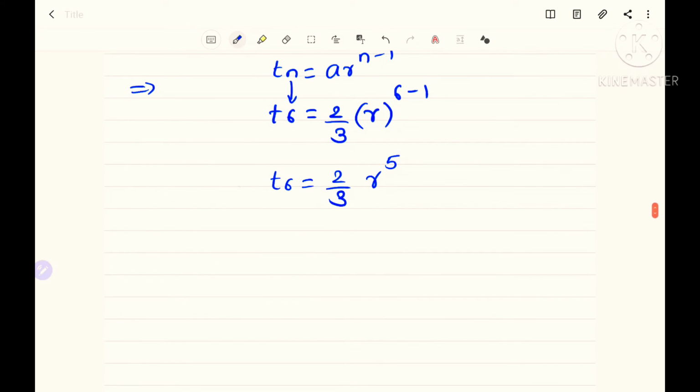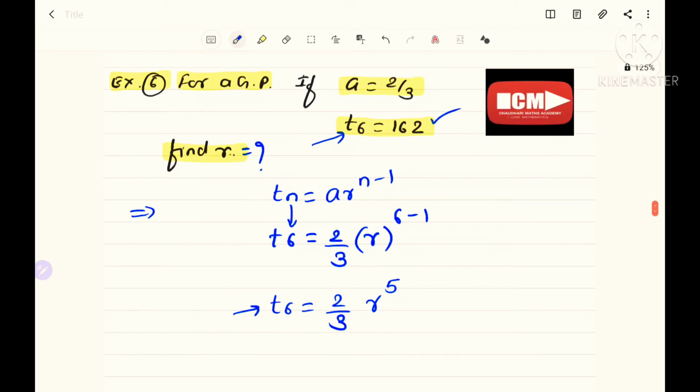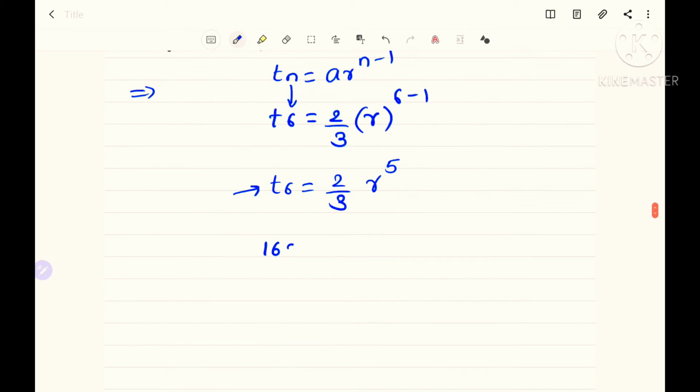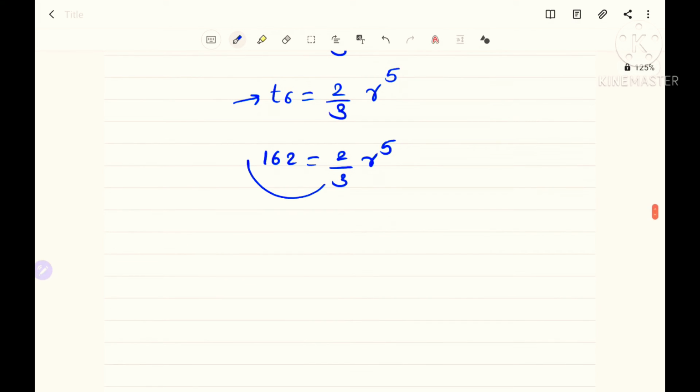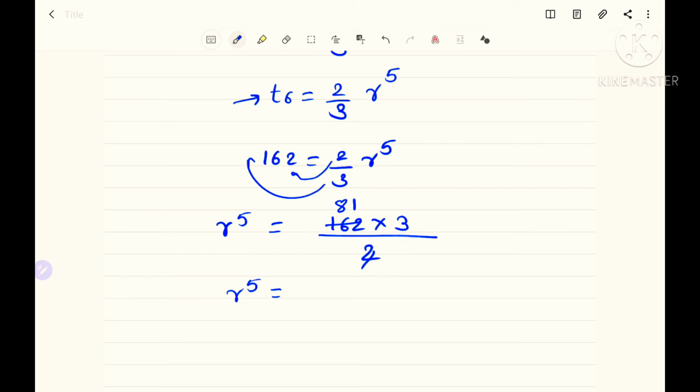So do one thing, substitute the value of T6 which is given. If you observe, T6 is 162 and this is 2 by 3 into R raised to 5. Then shift all this 3 and 2 to this side. So finally, R raised to 5 is 162 into 3 divided by 2. I request every one of you to simplify this and find out the value of R. If you simplify 162 into 3 divided by 2, you will observe this is 81.